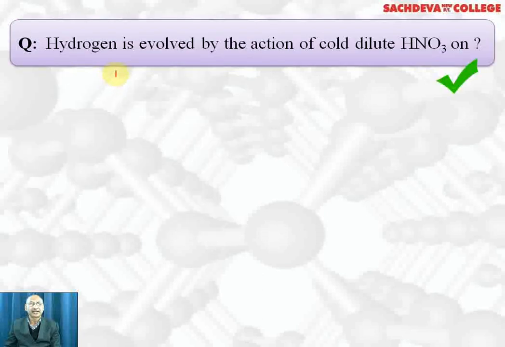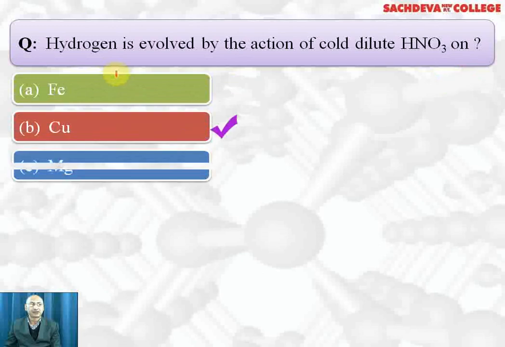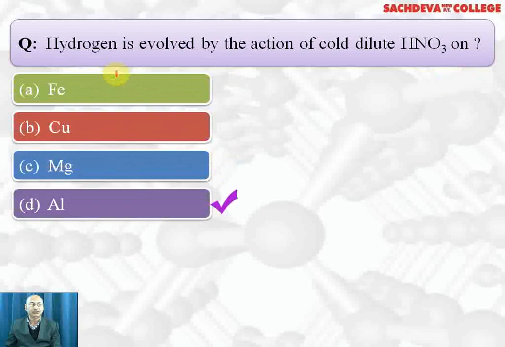Hydrogen is evolved by the action of cold dilute nitric acid on iron, copper, magnesium, aluminium. Correct answer is magnesium. Magnesium reacts with cold and 5% nitric acid and liberates hydrogen gas. Manganese and magnesium, there are two metals which can liberate. Zinc can also liberate with 5% nitric acid.